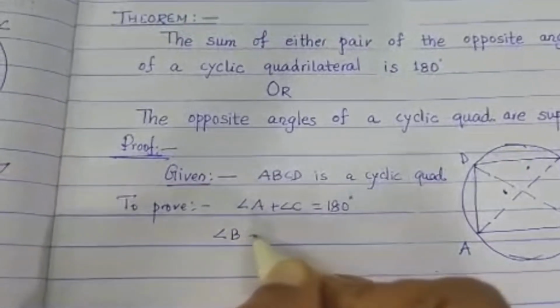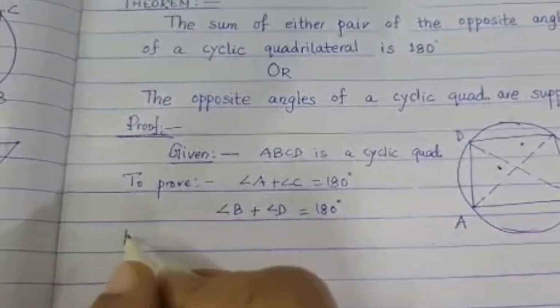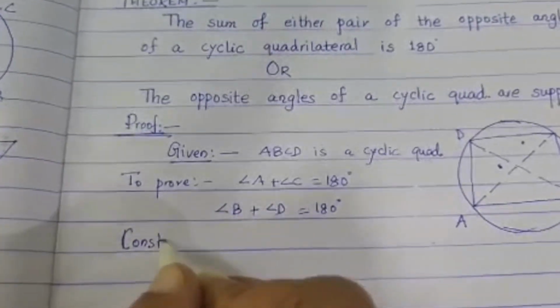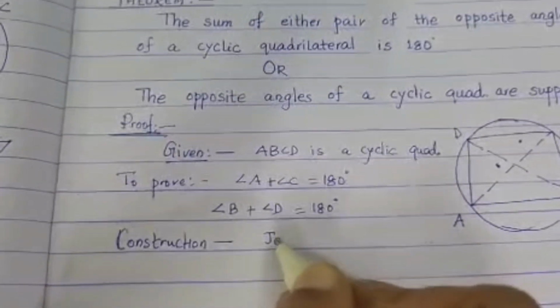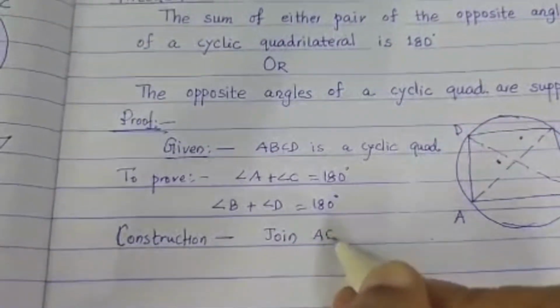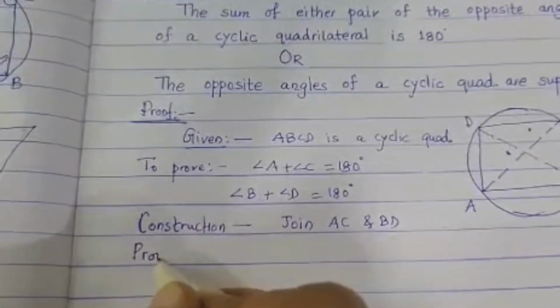angle A plus angle C is equal to 180 degrees. Also angle B plus angle D is equal to 180 degrees. Now let's do one construction. The construction is that let's join AC and BD. Now the actual proof is here.